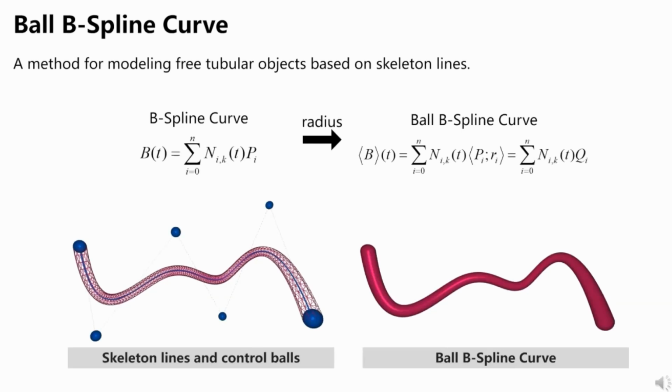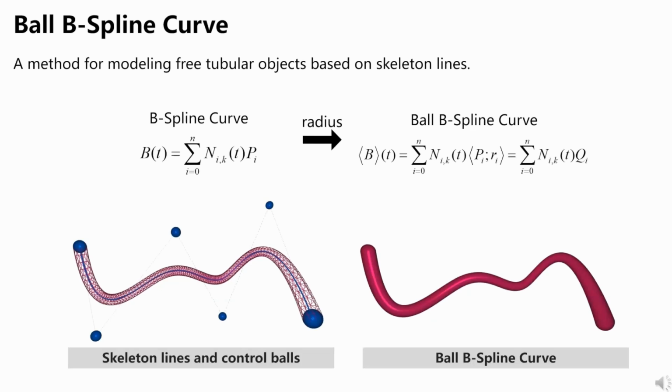First of all, what is BBSC? Simply put, it is a method for modeling free tubular objects based on skeleton lines. The radius at each point on the skeleton line is calculated by the B-spline basis function to obtain a B-spline curve with the radius. Because the control balls are used instead of the control points, we call this modeling method ball B-spline curve.